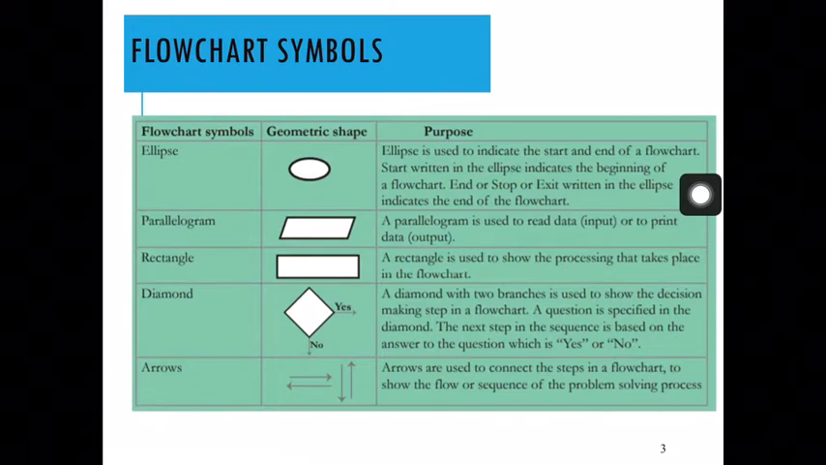There is another symbol which is known as the diamond, and the diamond allows, for example, a yes and no question. So you can put one branch which will answer the word yes to the question, or will answer the no. So the no, it will go down. And the arrows are also used to indicate the flow of the program or the sequence.